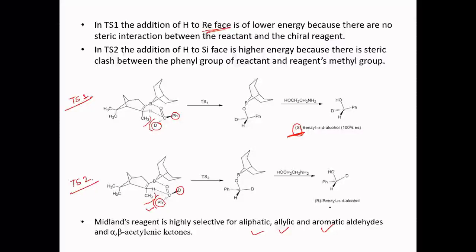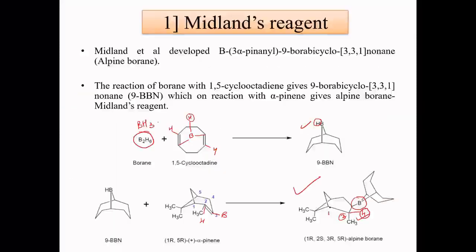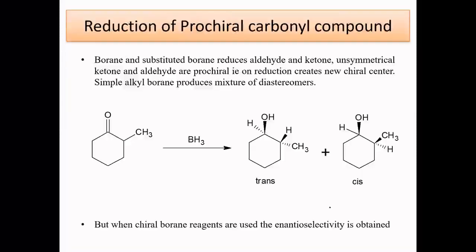So you can reduce them selectively using this Midland reagent. Okay, what was the concept? Understand it again. We are doing reduction of prochiral carbonyl compounds, and here we are using the borane reagents. If I'm using the borane reagents over here, we need to remember: if you use a simple achiral reagent, you will always end up with the racemic product.